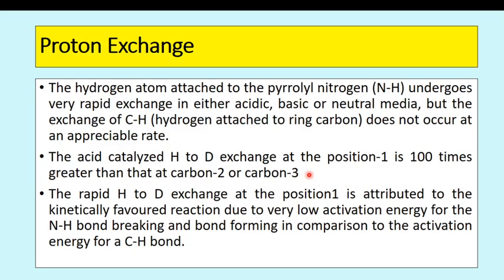The rapid hydrogen to deuterium exchange at position 1 is attributed to the kinetically favored reaction due to very low activation energy for the NH bond breaking and bond forming in comparison to the activation energy for the CH bond. So for the NH bond it requires low activation energy and for CH it requires high activation energy. That's why there is a difference in the rate, that it is 100 times greater than that at the 2nd and 3rd position.